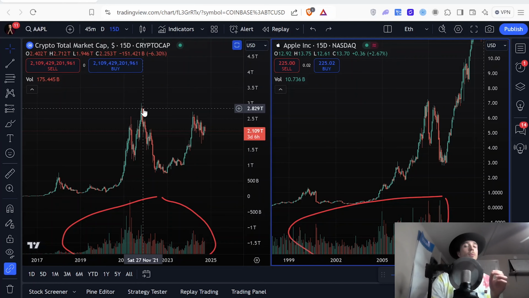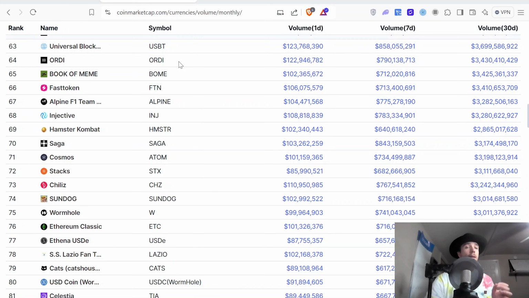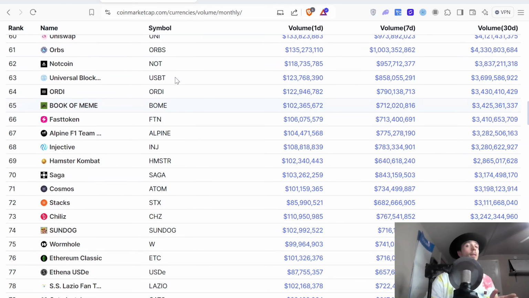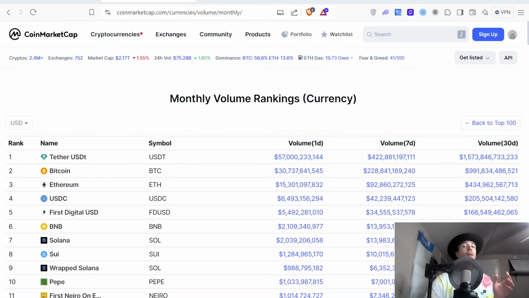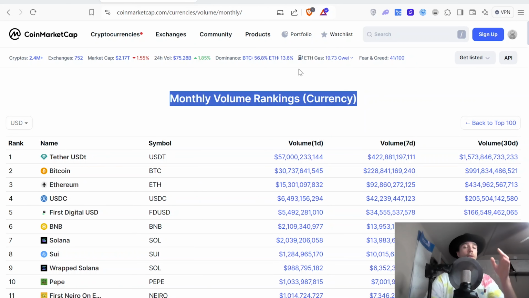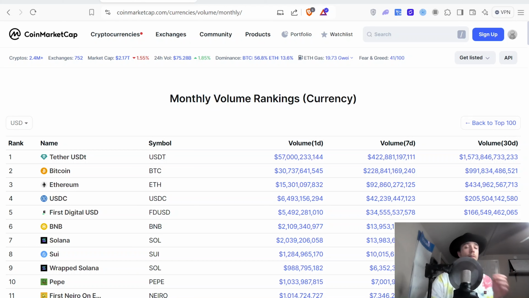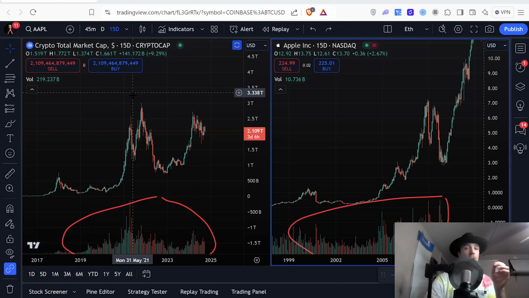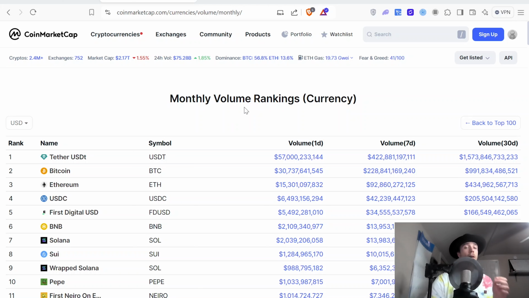And one of the best ways to do this is to use CoinMarketCap.com. Over here, you can look at the volume ranking for all of these different currencies based on their monthly volume rankings. Now, of course, you also want to use the charts, especially in the bigger time frames, zoomed out. But here on the monthly volume rankings, you can get a really good idea of where the big money is.